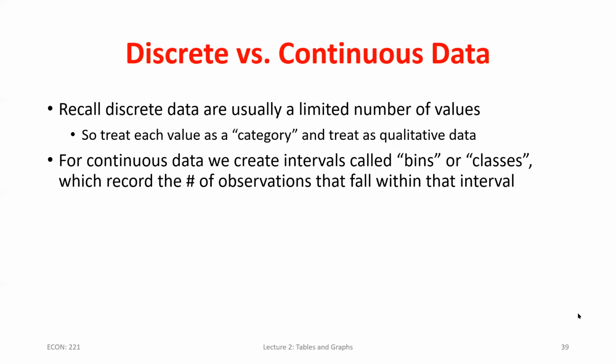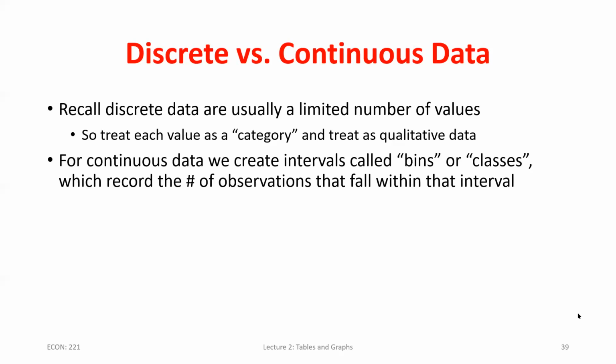So what we're going to do is create bins. For my example, let's say I choose 0 to 10,000 for my first bin, 10 to 20,000 for my second. These bins, or the book sometimes calls them classes, I'll typically always refer to them as bins when I talk.